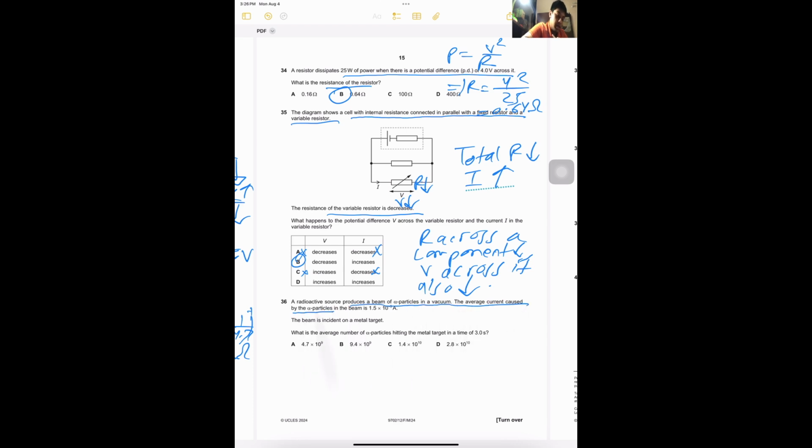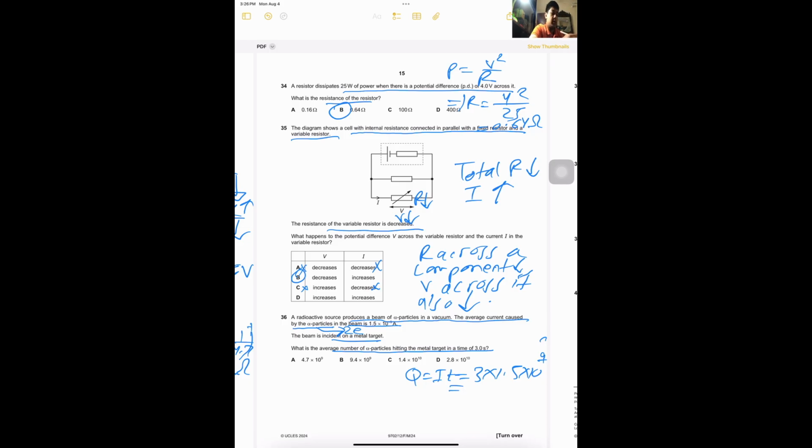A radioactive source produces a beam of alpha particles in a vacuum. The alpha particles have a charge of 2e, and the average current in the beam is this. The beam is incident on a metal target. What is the average number of alpha particles in 3 seconds? First we have to find the charge, which is I t, which is 3 into 1.5 into 10 to the power minus 9.